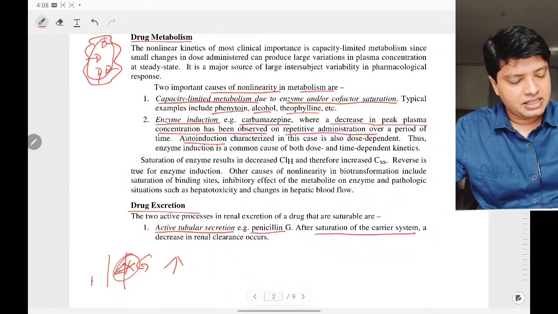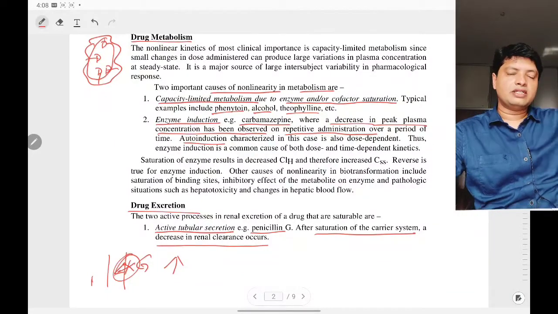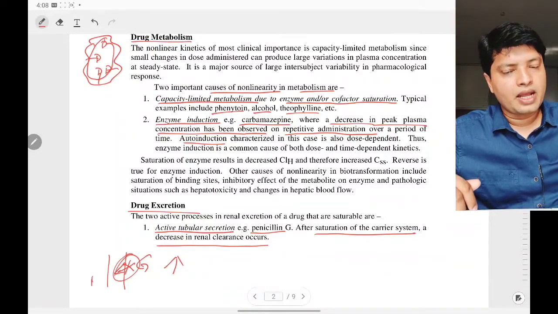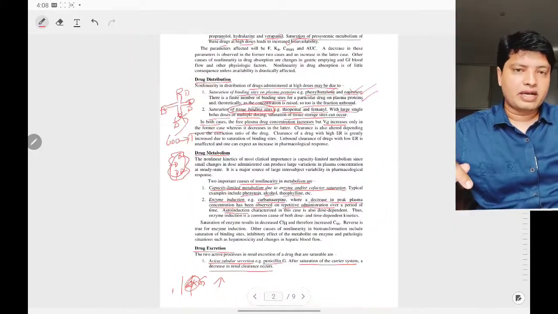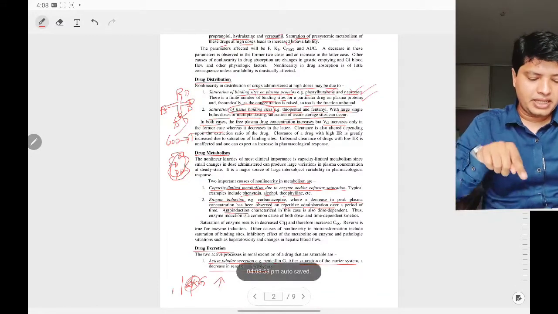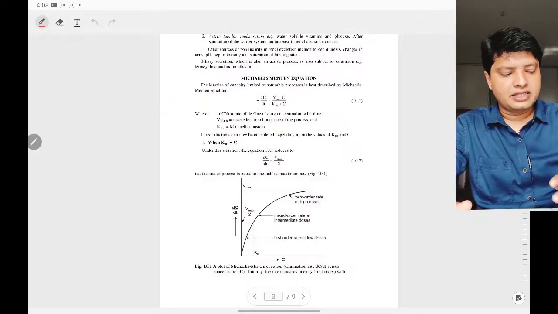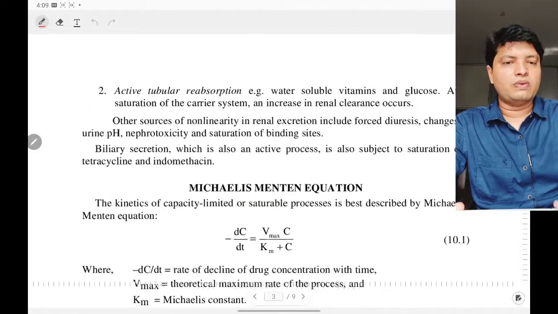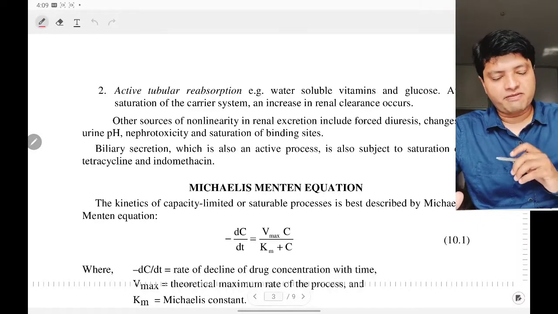If this carrier system gets saturated, the renal clearance decreases, which will lead to an increase in its elimination half-life. The elimination half-life should be constant, but here it is increasing because the clearance is decreased due to saturation of tubular secretion in the case of penicillin G.